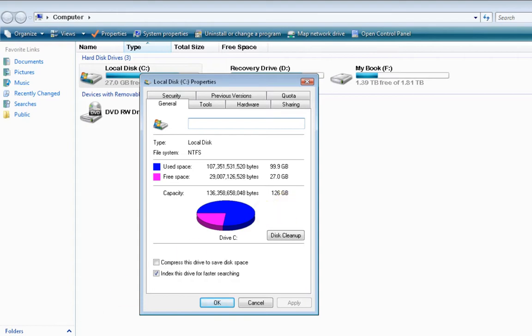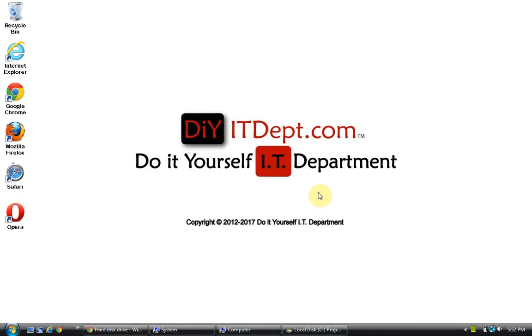So that concludes this session about finding the general information about your personal computer. In our next session, we will be going over how to keep your computer clean and organized.